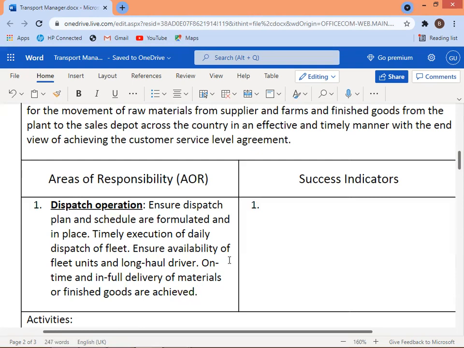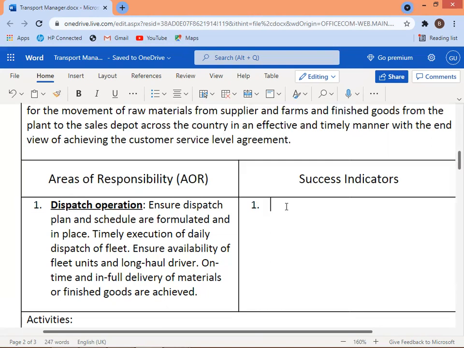Anyway, supervisors are doing it. Dispatch supervisors, and they also have their own men, maybe team leaders or team managers or whatever. Okay, so those are the things that we're going to do. What else? We'll put number 2. We'll write the success indicator.